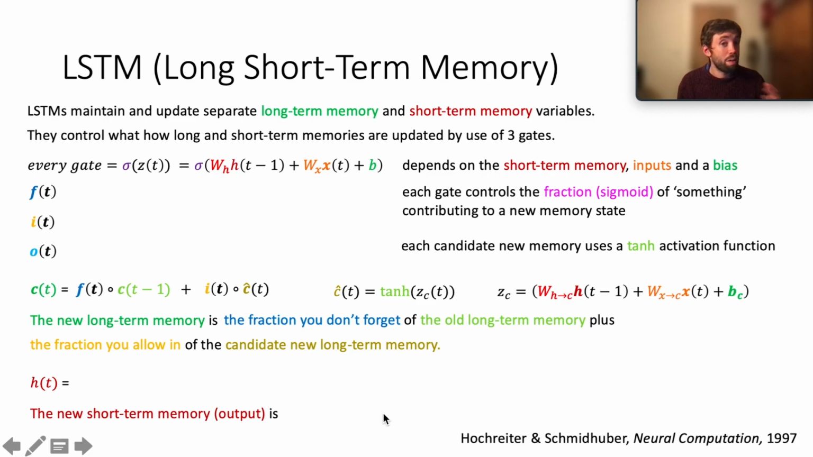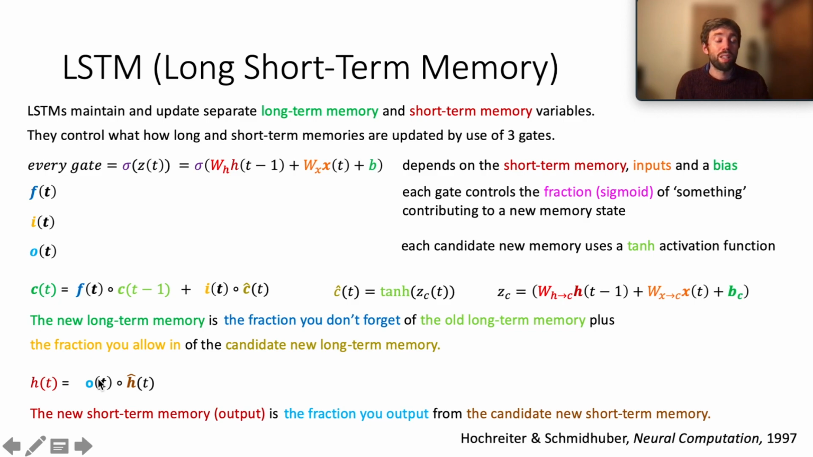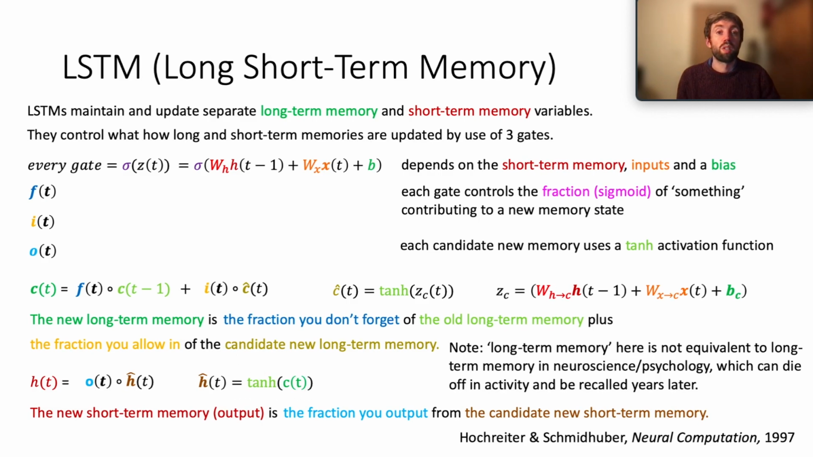Similarly, the output to the next time point, or the new short-term memory activity, is just the fraction that you let out from the third gate of a new candidate short-term memory. And that candidate short-term memory is just the long-term memory put through a tanh activation function. So again, the amount that the longer term memory state contributes to the new shorter term memory or activity state and how that affects the next time point is controlled by this output gate O.